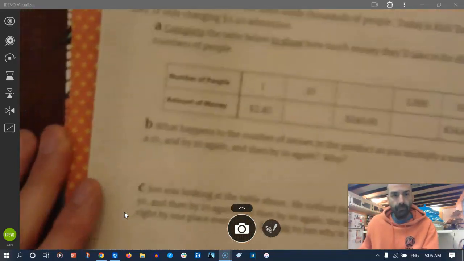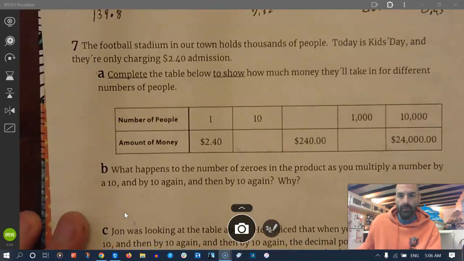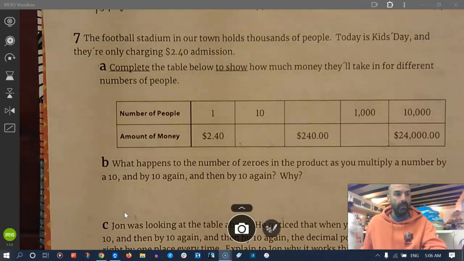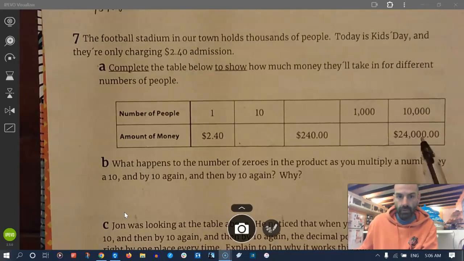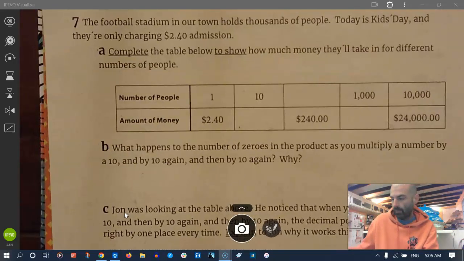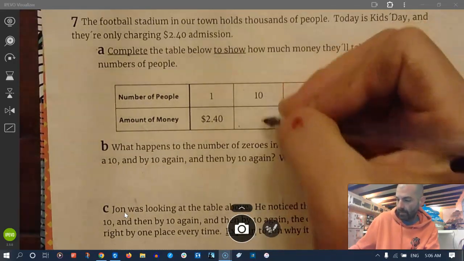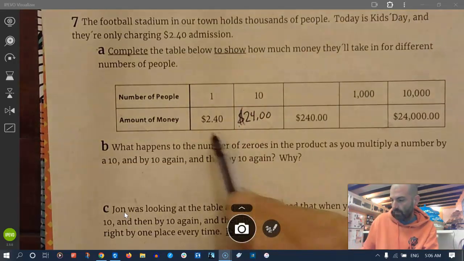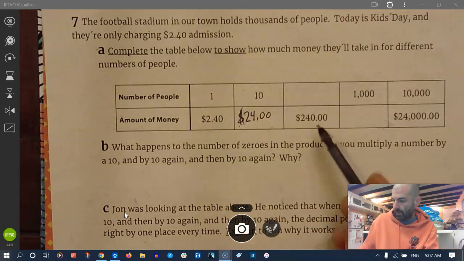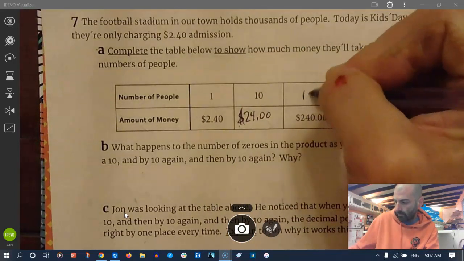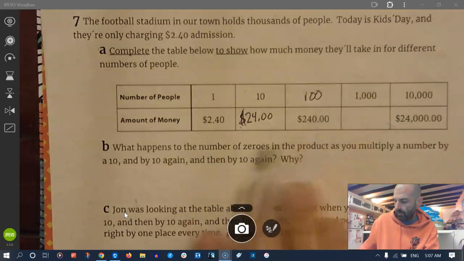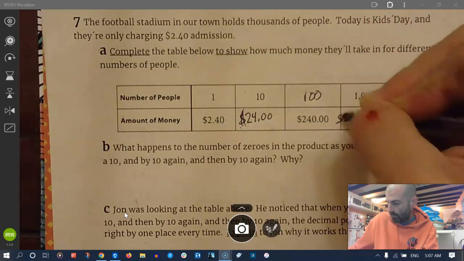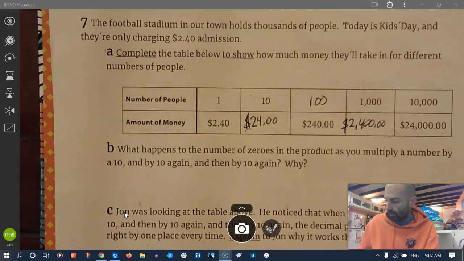All right, cool. The football stadium in our town holds thousands of people. Today is Kids Day, and they're only charging $2.40 admission. Complete the table to show how much money they'll take in for different numbers of people. So one person, $2.40. 10 people, so those digits are shifting to the left. The 2 is now in the 10s, the 4 is now in the 1s, for $24. 100 people would be $240. 1,000 people, everything shifts one more spot, so now we're at $2,400. And then 10,000 is $24,000.